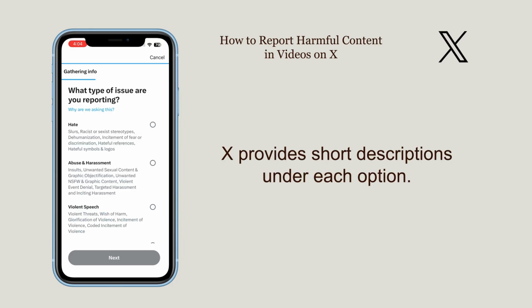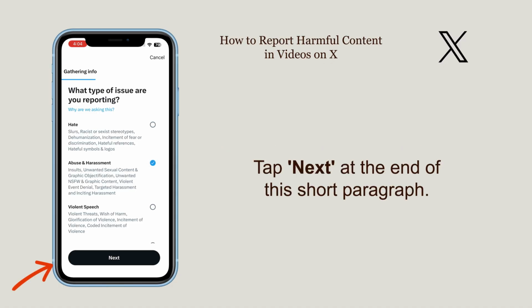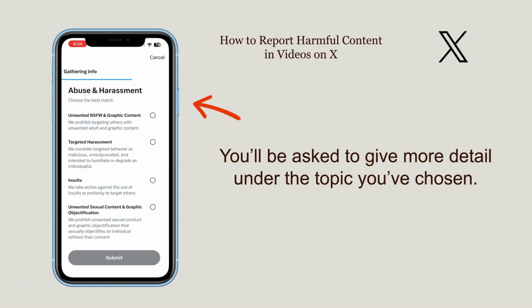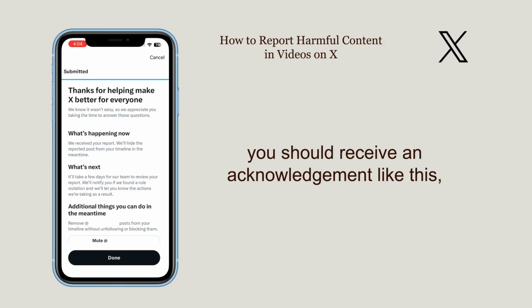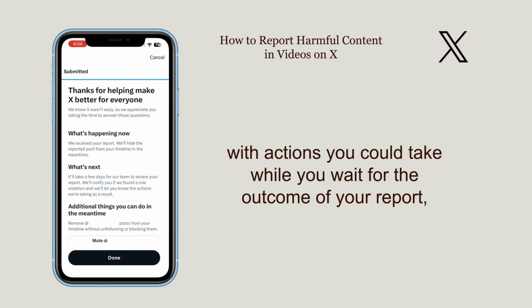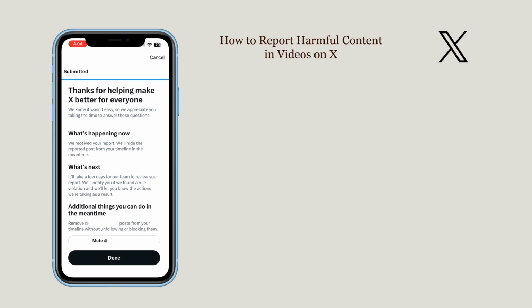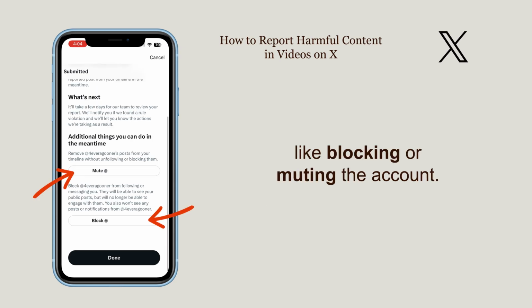X provides short descriptions under each option. Tap Next at the end of this short paragraph. You'll be asked to give more detail under the topic you've chosen, and once you're finished, tap Submit. Once you submit your report, you should receive an acknowledgement like this, with actions you could take while you wait for the outcome of your report, like blocking or muting the account.